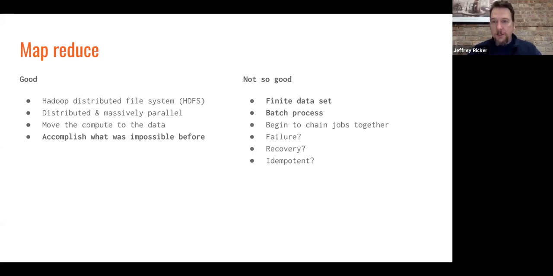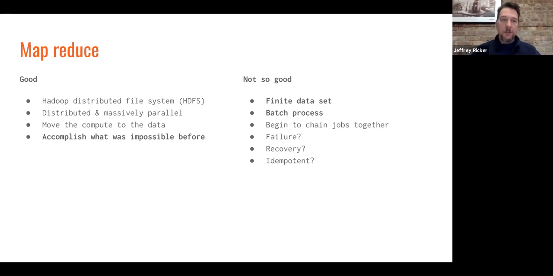But there are some limitations. The first one is that you're dealing with a finite data set. Yes, it's a very, very large data set. It could be petabytes, but it has a beginning and an end. And you are always working on it in a batch process. The process starts and the process ends.